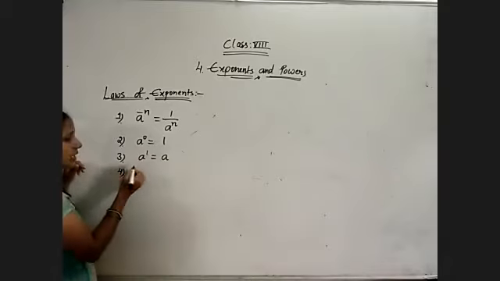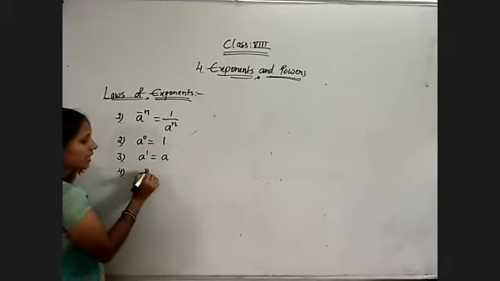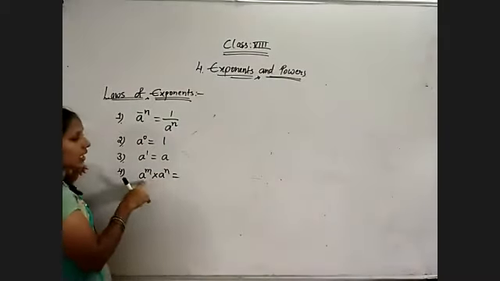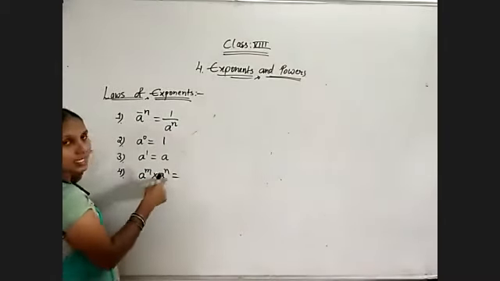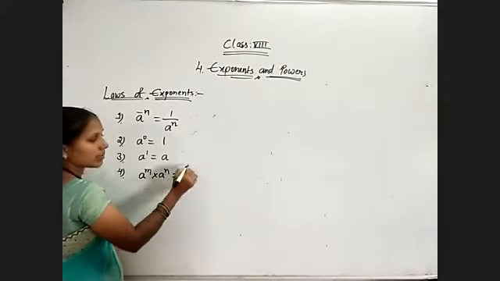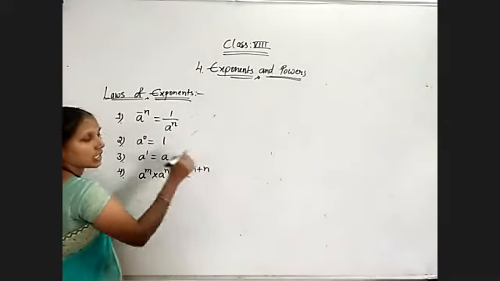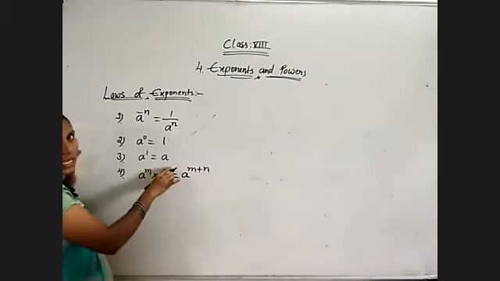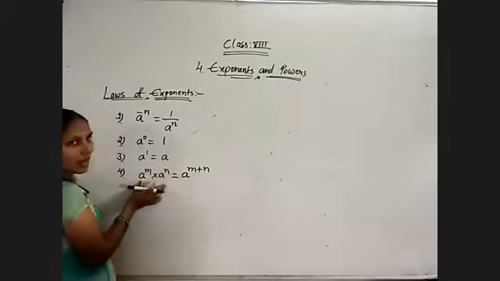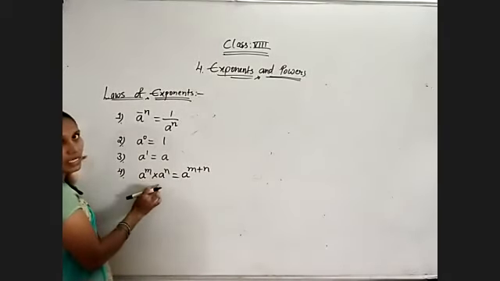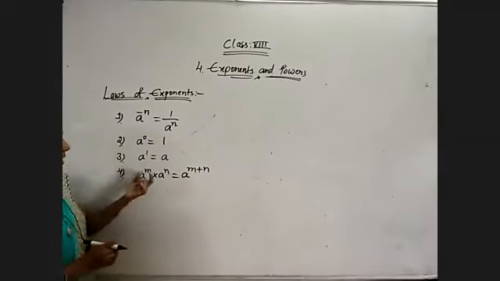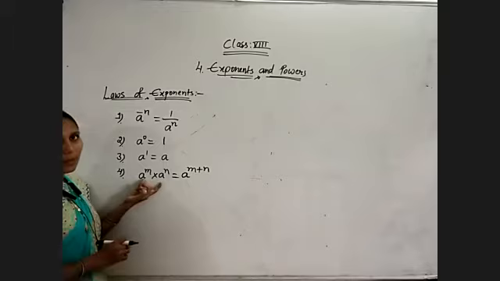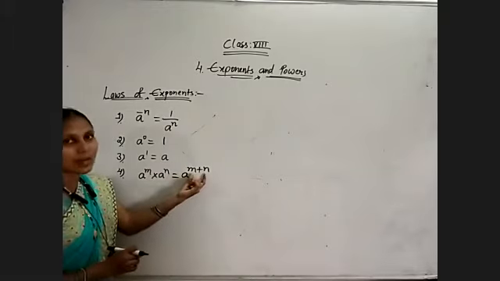And fourthly, we have studied about when bases are same and exponents are different and they are multiplied, in those two cases the simplification is given by a to the power of m plus n. A power m into a power n. A power m is one number and a power n is another exponential number. If they are multiplied, they are having the same base here. So first of all, observe whether they are having same exponent or same base. Now here they are having same base. In that case, exponents will be added.